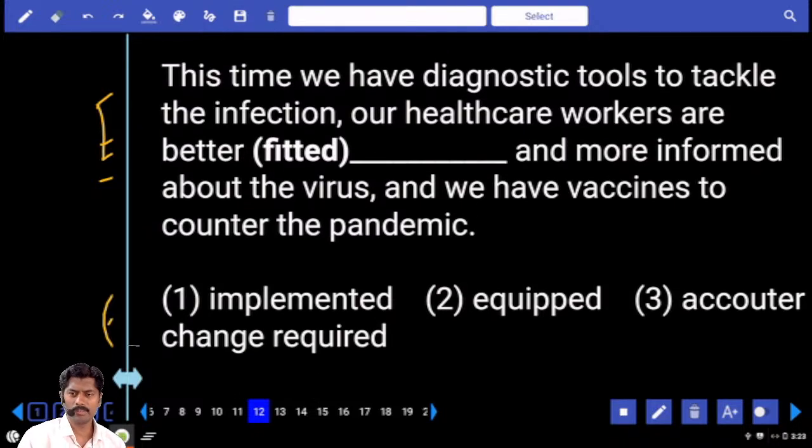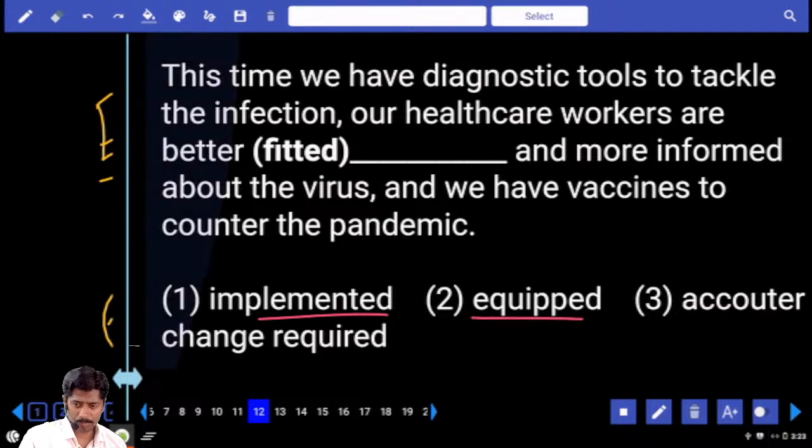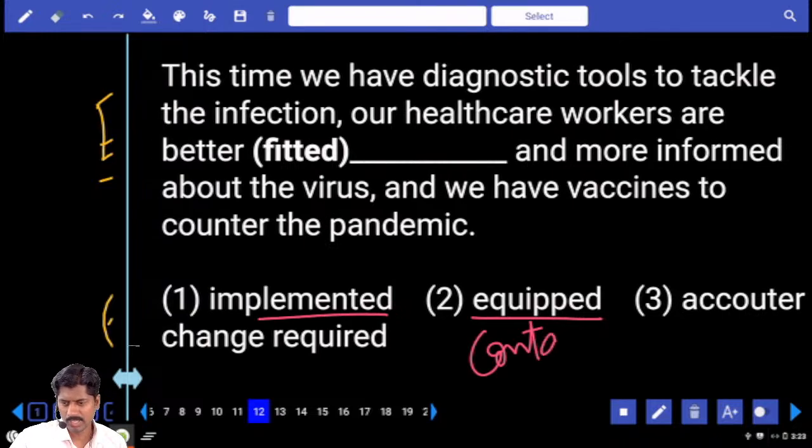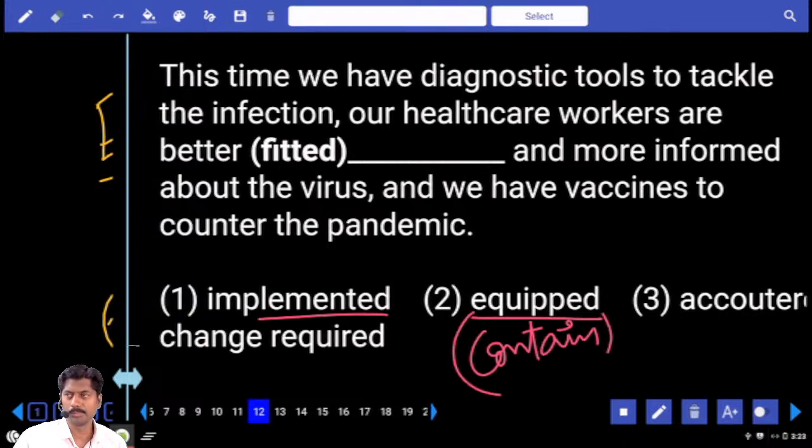This time we have diagnosed tools to tackle the infection. Our healthcare workers are better dash and more informed about virus. The healthcare workers are better equipped. Do you know equipped? Equipped means containing equipment. Having that equipment is called equipped.